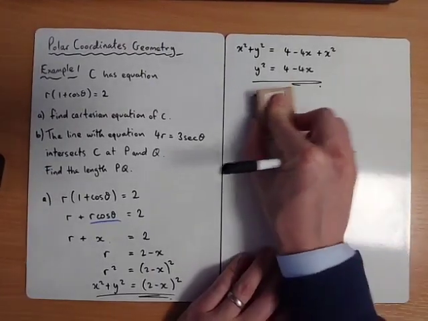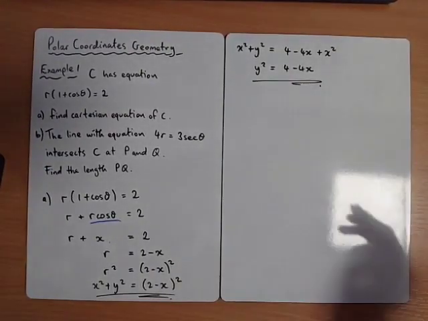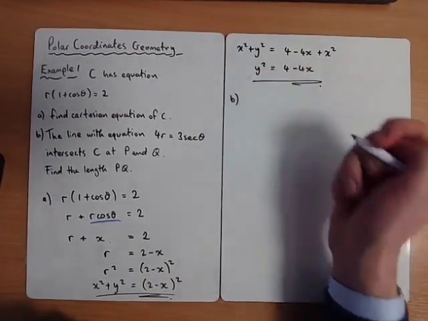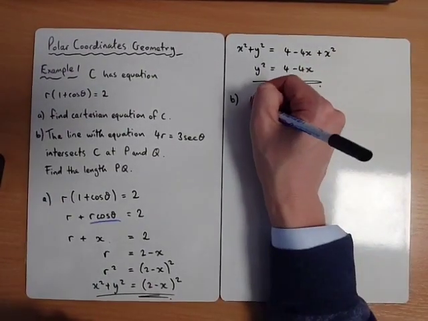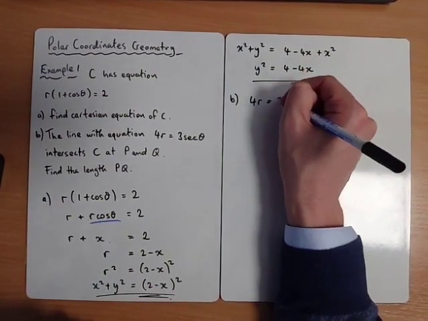But let's see what the rest of the question asks for. So part b says the line with equation 4r equals 3 sec theta.